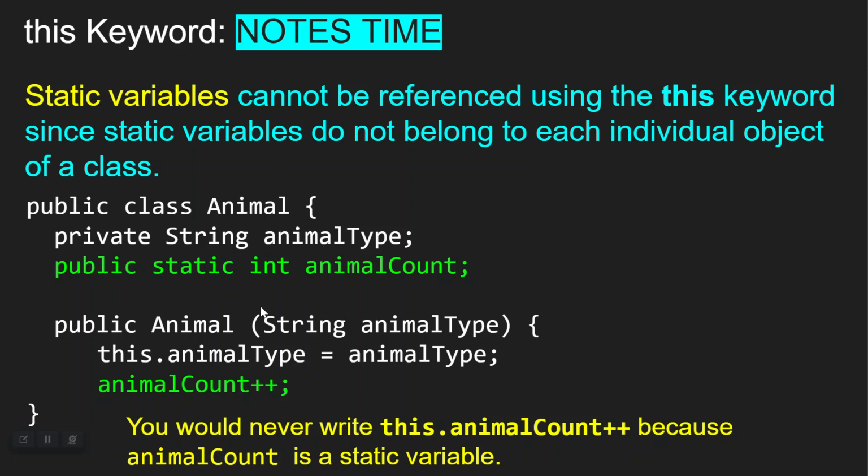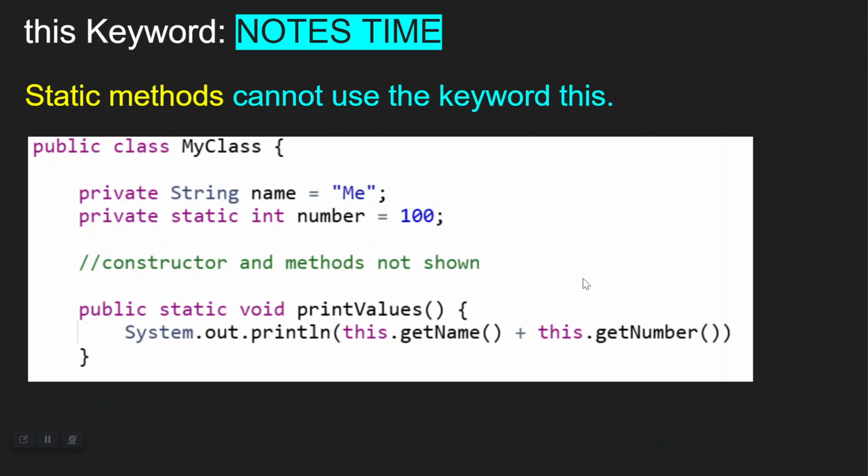So obviously we're taking our instance variable and setting it equal to our formal parameter. And then animalCount++ means, let's go ahead and increment that animal counter. But you would never write this.animalCount++, because again, the keyword this is not associated with static variables like what you see here. And similarly, static methods cannot use the keyword this.